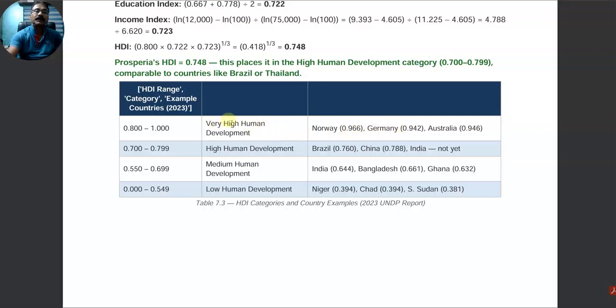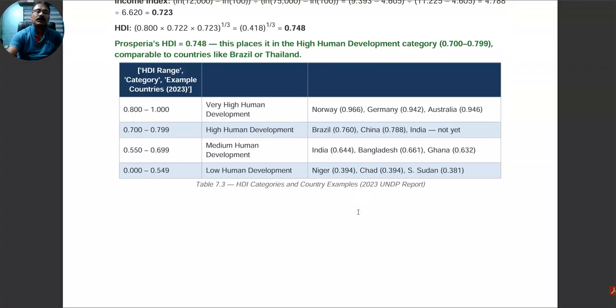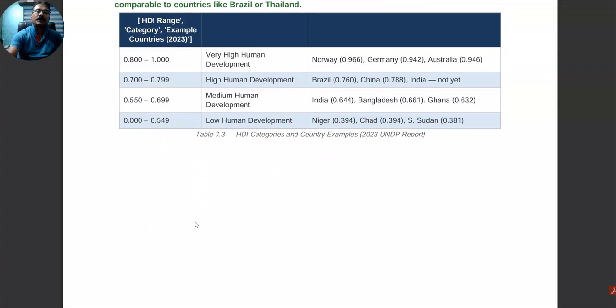The countries with very high human development: Norway, Germany, Australia. Similarly, high human development: Brazil, China. India not yet, but medium human development: India, Bangladesh, Ghana. Low human development: Niger, Chad, Sudan, etc. So on the basis of these values, the level of development can be classified in this way.